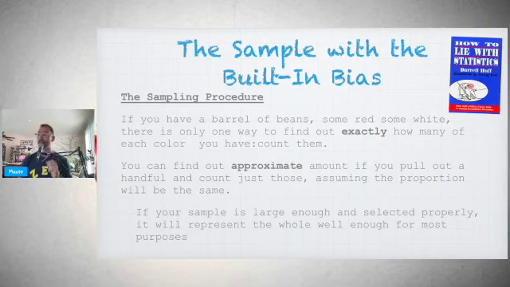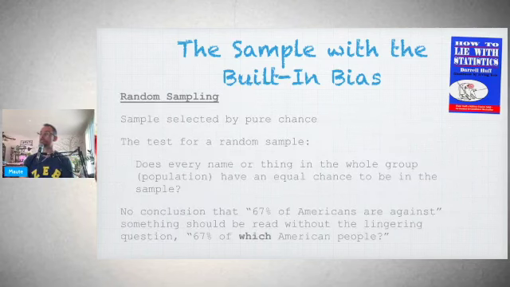So I said that sampling could be a problem for surveys. Here's an example that they give. If you have a barrel of beans with some of them red and some of them white, there's only one way to find out exactly how many of each color you have: count them all. But you can find out an approximate amount of red versus white if you pull out a handful and just count that sample of that population, assuming the proportion will be the same. If your sample is large enough and selected properly, it will represent the whole well enough for most purposes.